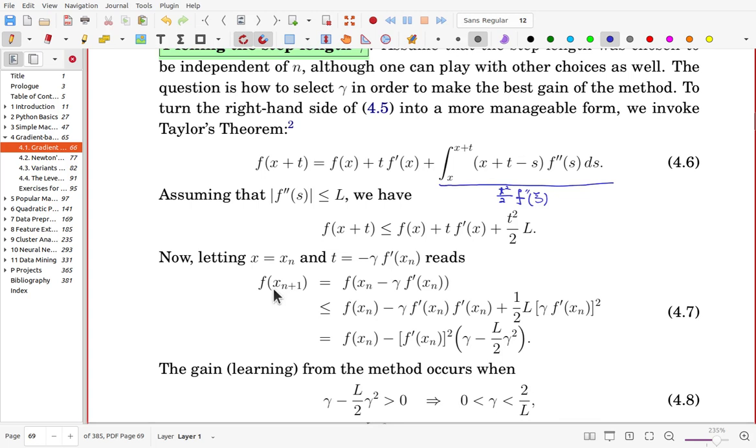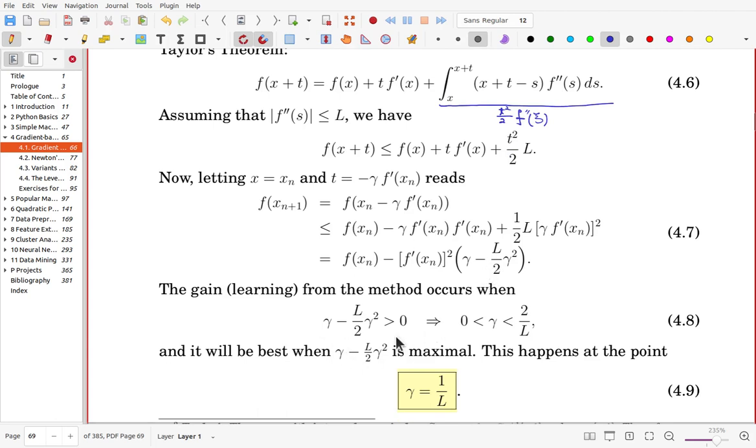To make it as small as possible, first of all, this term must be positive and must be maximized, because the points and values are already determined, and we have to maximize by choosing gamma. Here the positiveness is required, and that is the same as gamma being between 0 and 2 over L. It is maximized when we choose the mid value, so gamma is 1 over L.